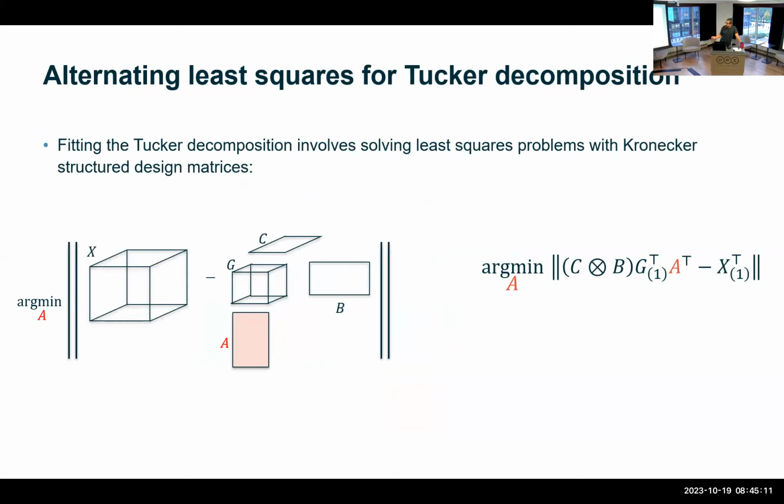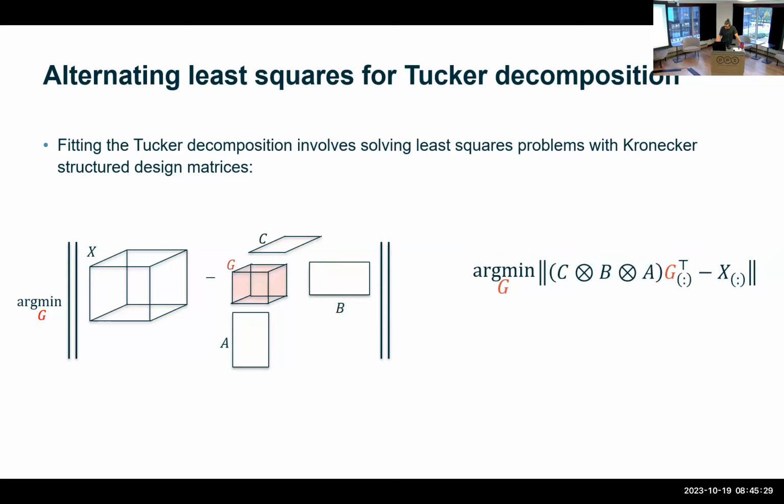Here I'm showing what the step looks like graphically in a figure, and here is what the corresponding least squares problem looks like. The key thing to keep your eye on here is that this design matrix always has this Kronecker structure that I mentioned earlier. I'm just not going to dwell for too long on this.